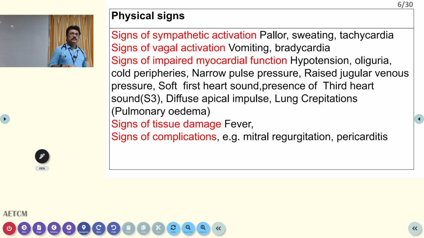Signs of tissue damage occur after 1 or 2 days. Patient can have high-grade fever. Signs of complication: when you auscultate, you get a pansystolic murmur due to mitral regurgitation, pericardial rub due to Dressler's syndrome or pericarditis.